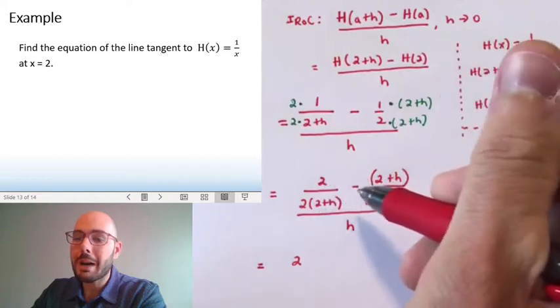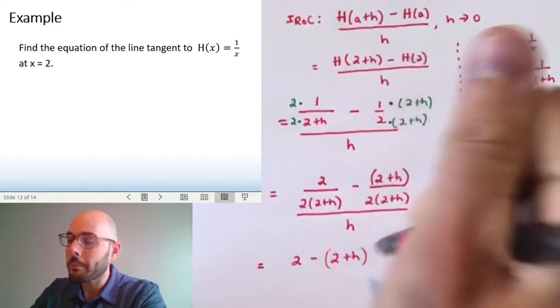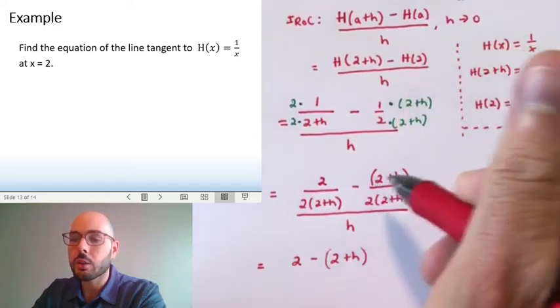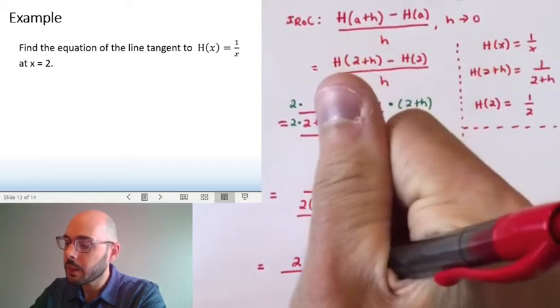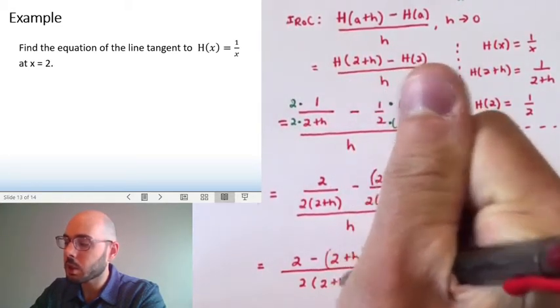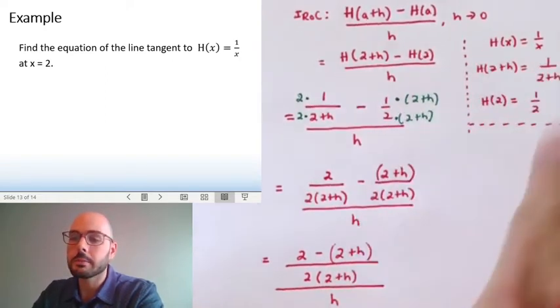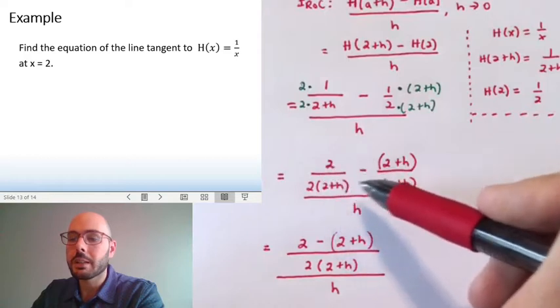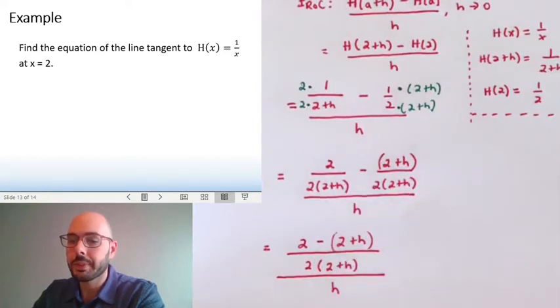I'll have a 2 minus 2 plus h. So make sure you have parentheses around that 2 plus h that was on the top. This is all over a common denominator of 2 times 2 plus h, and then that's all over that h that's on the bottom. So we combined these two fractions into one fraction on the top. So we'll want to simplify that one fraction a little bit.